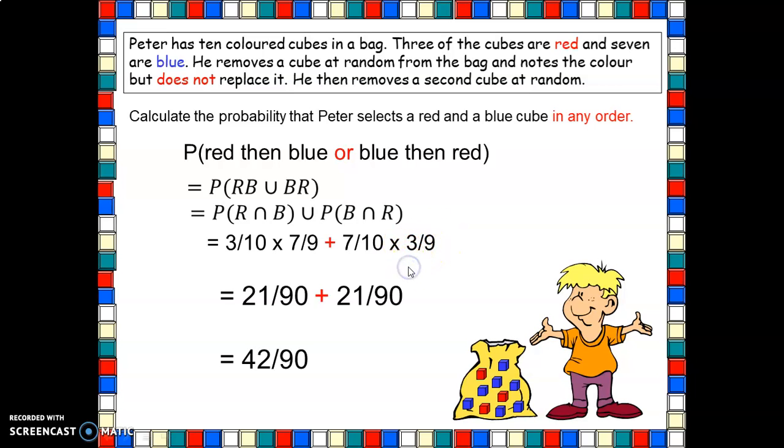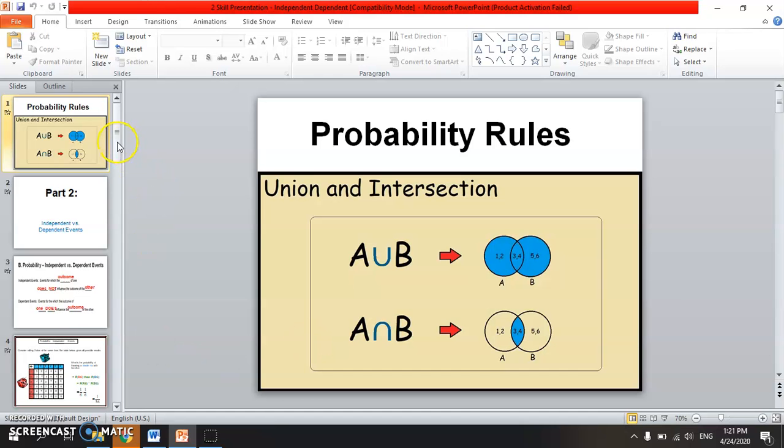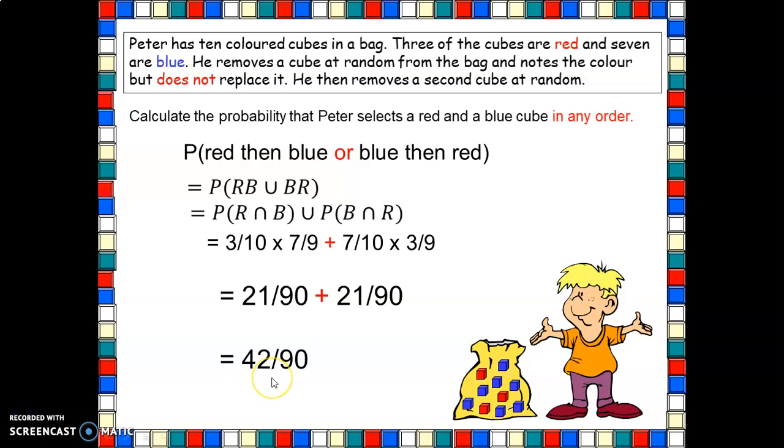Check the final steps. These two end up being the same, and our answer is, oh, let me go back to it. Answer, hope you were able to come up with that. If not, study this carefully.